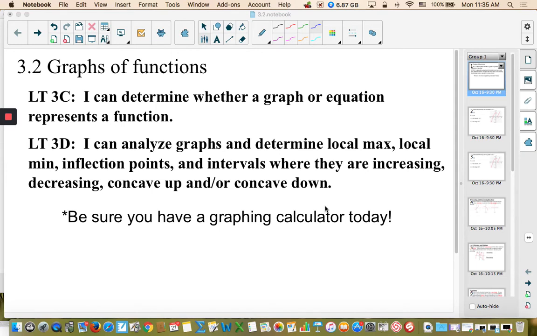And we are going to continue today by analyzing graphs a little bit more, especially polynomial graphs, and finding all of these things here listed in Learning Target 3D. And for this lesson, you are going to want to be sure that you have a graphing calculator. If you need to hit pause right now and grab that graphing calculator, you certainly can do that.